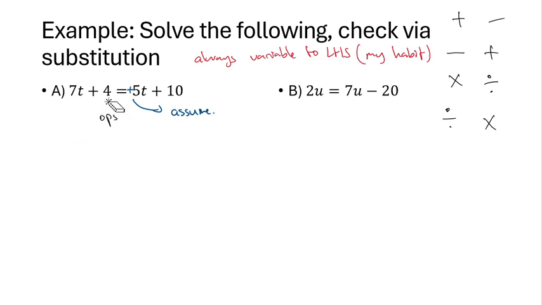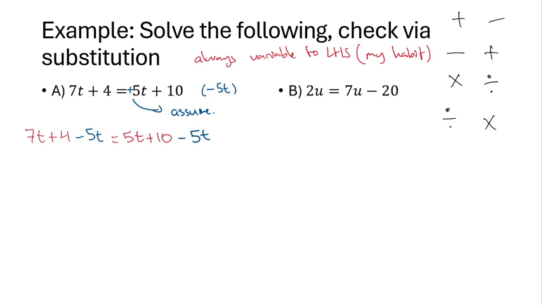So because we plan on applying inverse operations right there, I'm now going to subtract 5t on both sides. If I do that, it becomes 7t plus 4 minus 5t on the left hand side equals 5t plus 10 minus 5t. So what I've just written here is me actually applying the subtraction of 5t on both sides. And then you just collect like terms like normal.